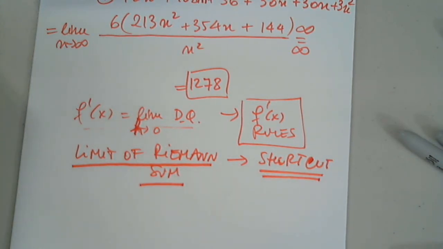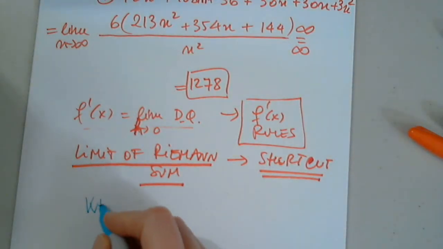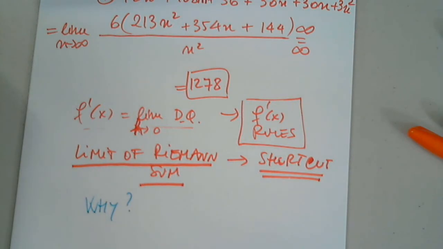But the question is, why? Why am I calculating the area under the graph of a function? And now I would like to share my screen.